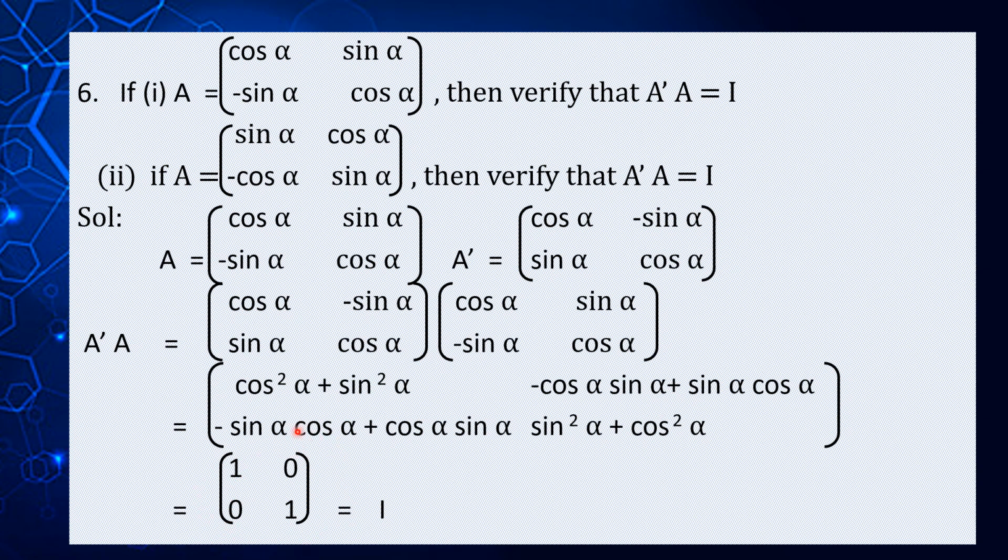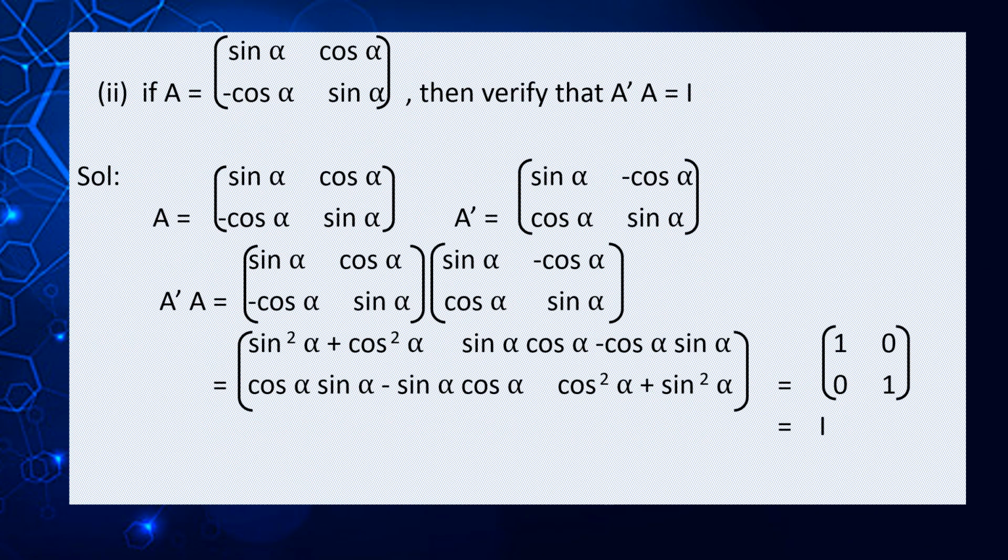When we compare this to the identity matrix, both of them are equal, so it is equal to I. Therefore we have verified that A transpose into A is equal to I, hence it is verified. Now moving on to the second part of the question: if A is equal to sin alpha, cos alpha, minus cos alpha, sin alpha, then verify that A transpose A is equal to I.